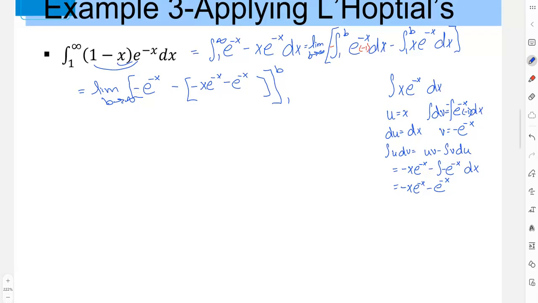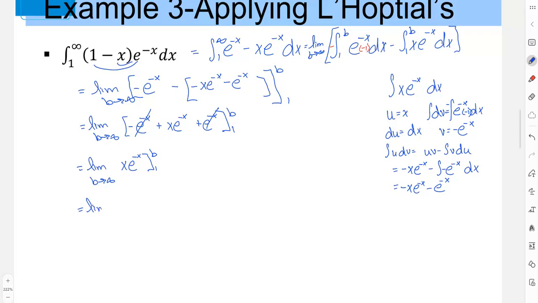So we're going to do some math here. Let's simplify this guy. So I have negative e to the negative x. I'm going to distribute that negative. So plus x e to the negative x plus e to the negative x. You can see how those are going to cancel. So now I'm taking the limit as b goes to infinity of x e to the negative x from 1 to b. So when I plug in the b, I'm going to have b e to the negative b minus 1 e to the negative 1.